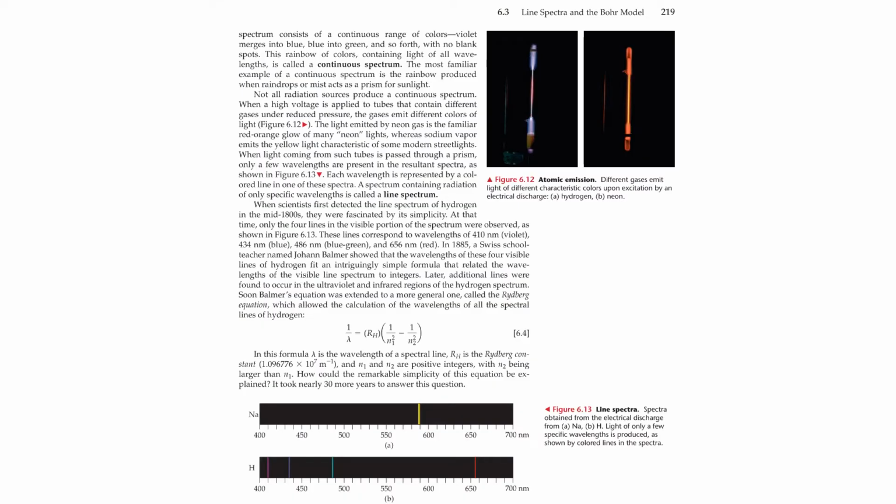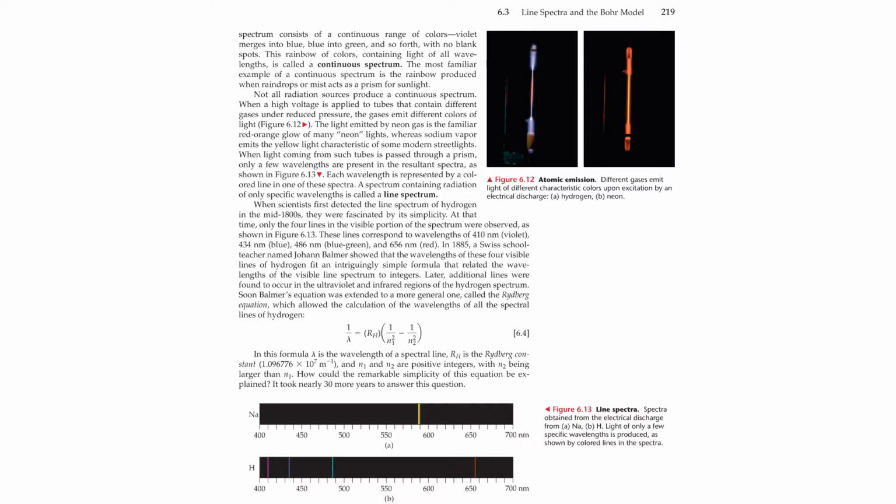The resulting spectrum consists of a continuous range of colors. Violet merges into blue, blue into green, and so forth, with no blank spots. The rainbow of colors containing light of all wavelengths is called a continuous spectrum. The most familiar example of a continuous spectrum is the rainbow produced when raindrops or mist act as a prism for sunlight. Not all radiation sources produce a continuous spectrum.